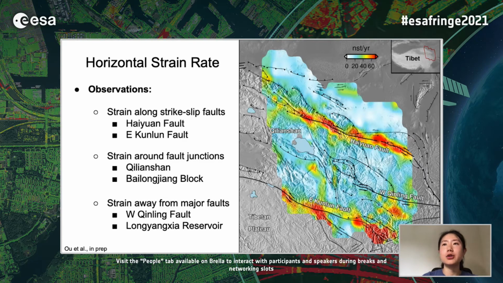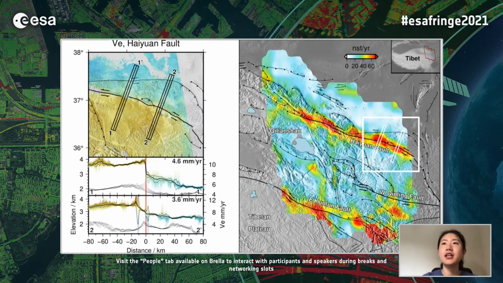Now let's zoom into parts of the strain rate map and make profiles and see where this strain is coming from. So let's first look at the Haiyuan fault, where strain is well localized. Profile 1 is across the creeping section on the Haiyuan fault.